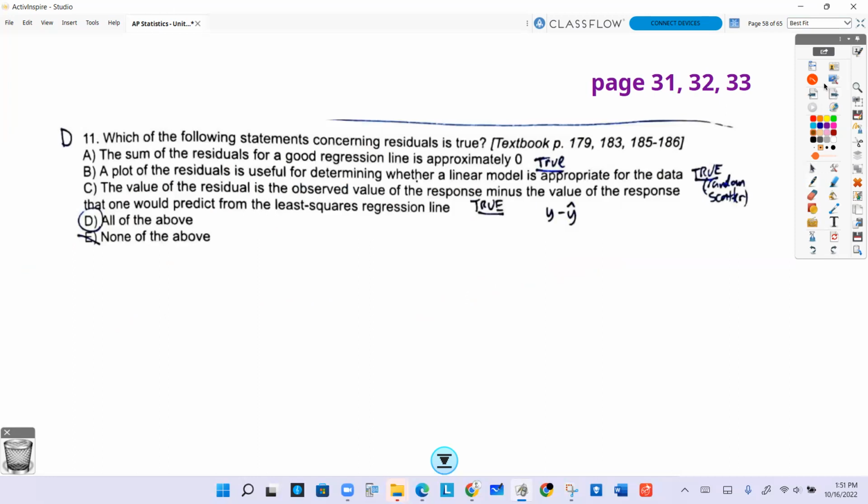So we're looking for a random scatter for B.